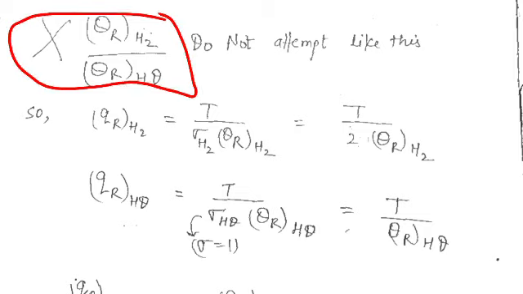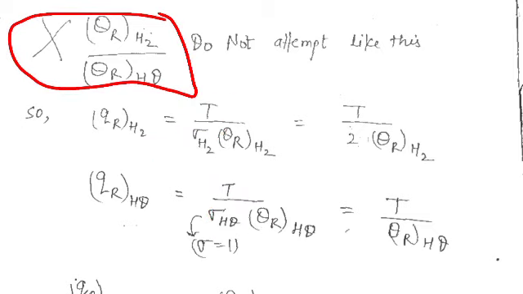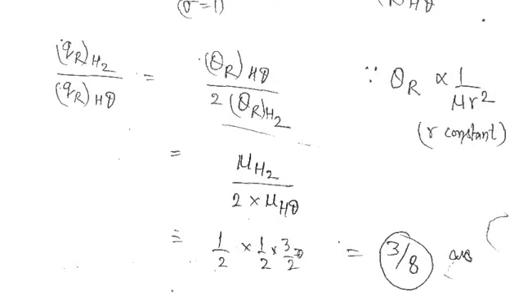So for QR for the H2 molecule, it will become T upon sigma H2 theta r H2. The temperature for both will cancel, but sigma H2 and sigma HD will be different. For sigma H2 its value will be 2, but for sigma HD its value will be 1. Here 1 is not written. The theta r we have to find differently.